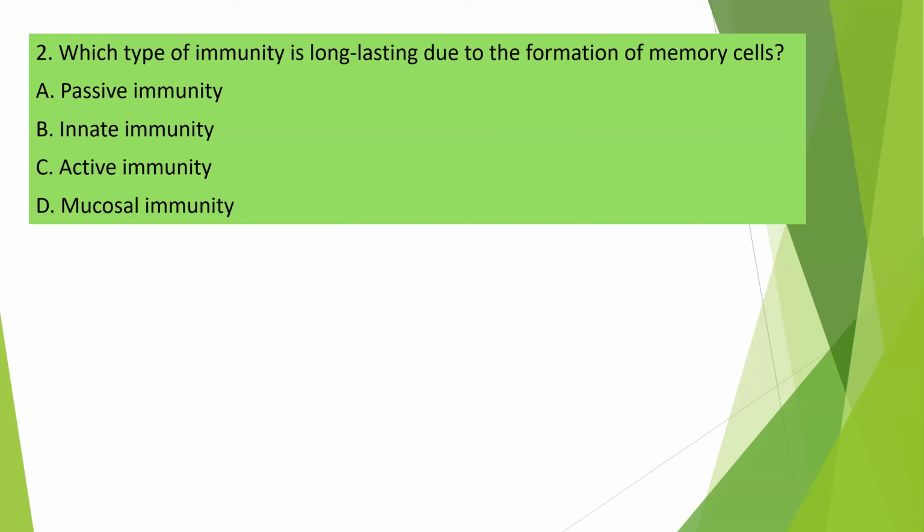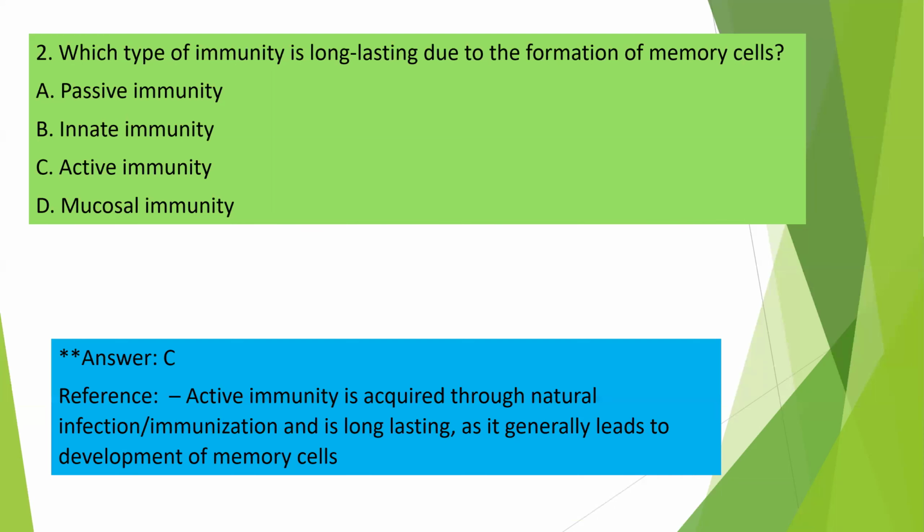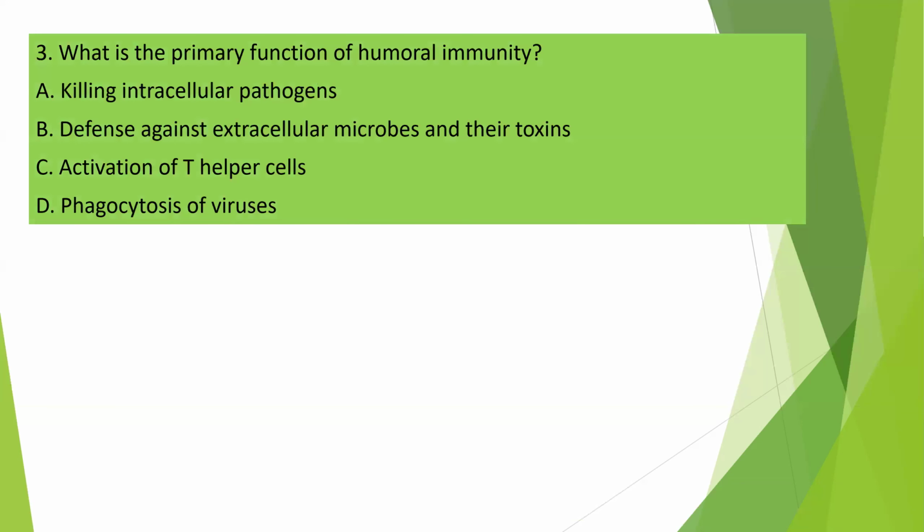Which type of immunity is long lasting due to formation of memory cells? Active immunity. It shouldn't take much time. Read it. Active immunity is acquired through natural infection or immunization and is long lasting, as it generally leads to development of memory cells. Okay. What is the next question?